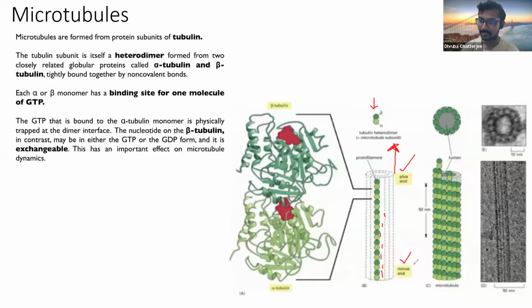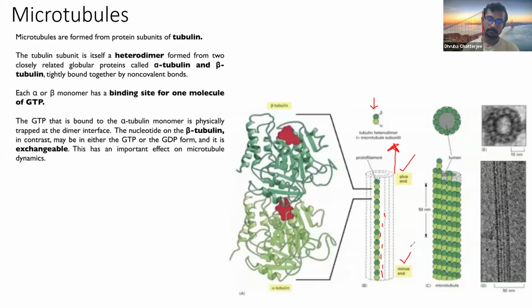Whereas the minus end typically means that here the GTP, which was initially bound to the tubulin heterodimer, is now getting hydrolyzed to GDP, which makes it more prone to getting disassembled. So this end is the disassembling end of the microtubule, right?